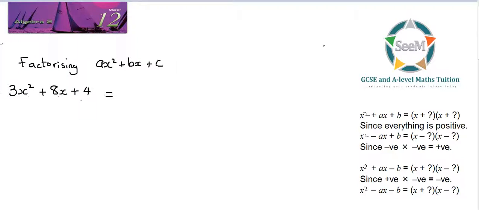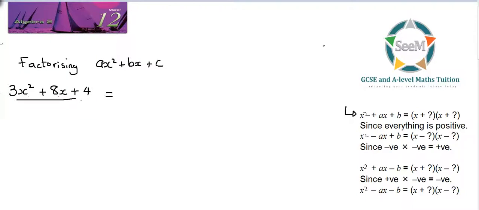Today we're going to be dealing with factorizing expressions in the form ax squared plus bx plus c. Well, the identities are still the same. However, to factorize this, the first thing we need to go and look for is this identity. This expression looks like this one here.